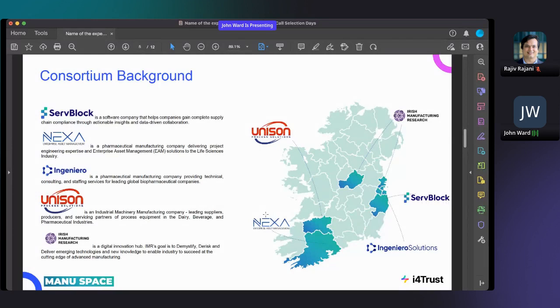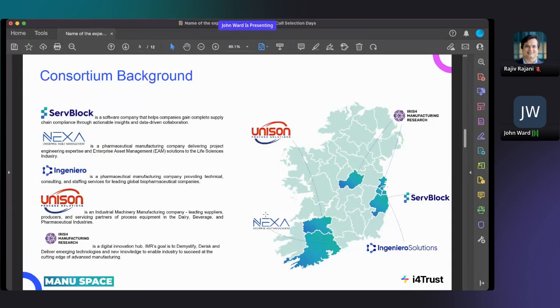Our consortium has a very long track record within the pharmaceutical industry. I'm John Ward from Cerblock, and we're a software company that helps companies gain complete supply chain compliance through actionable insights and data-driven collaboration. Nexa Enterprise Asset Management is a pharmaceutical manufacturing company that delivers project engineering expertise solutions to the life science industry. Hierro, also a pharmaceutical manufacturing company, provides technical consulting and staffing services for the leading global biopharmaceutical companies. Unison Process Solutions is an industrial machinery manufacturing company with leading suppliers and producers and servicing partners of process equipment.